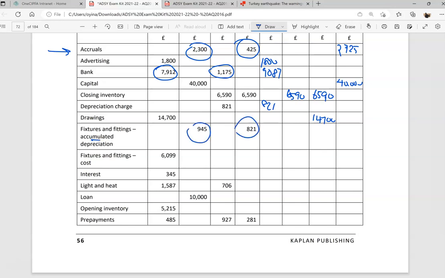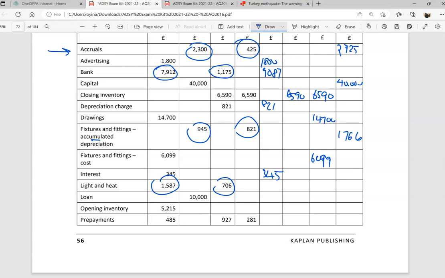Fixtures and fittings. This is accumulated, so we're increasing the accumulation. So we're going to go 945 plus 821 is 1766. Fixtures and fittings remain a cost as an asset. Interest is an expense, 345. Light and heat, there's an adjustment of sorts, so we're going to add that 1587 to the 706, and that is 22.